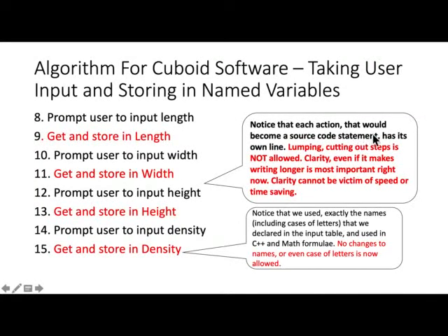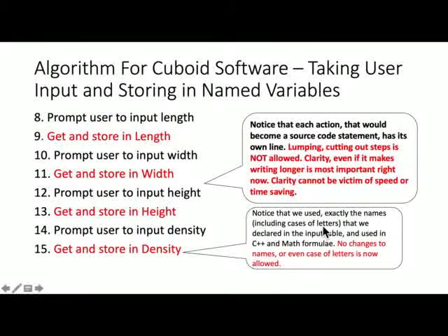Notice that each action that would become a source code statement has its own line. Prompting will be one line, storage will be another line. Prompting will be one line, storage another line, and so on. Lumping, cutting out steps is not allowed. Clarity, even if it makes writing much longer, is most important right now. Clarity cannot be victim of speed or time saving. I will take points off if lumping is done and clarity is reduced.